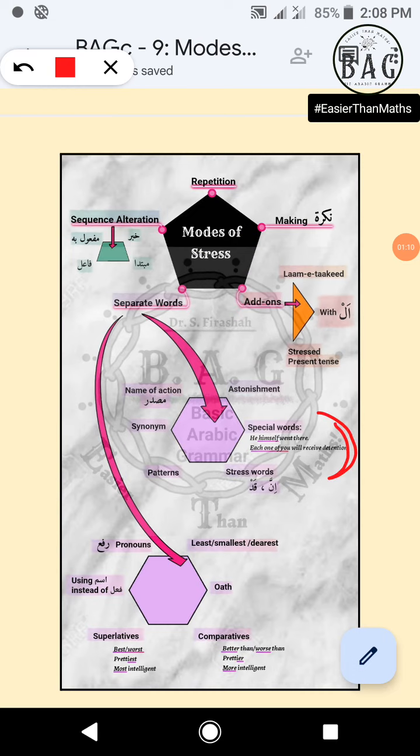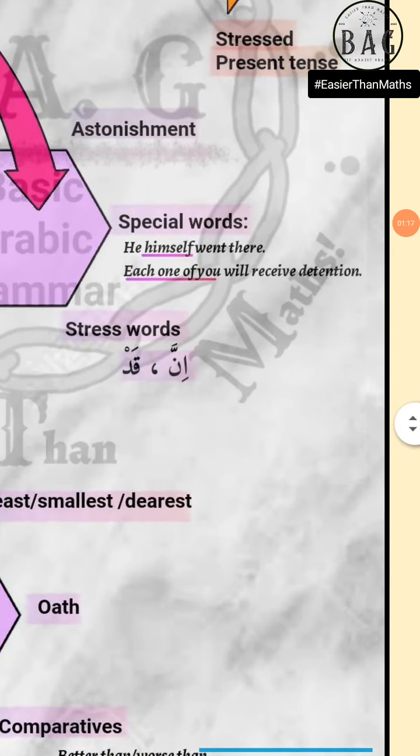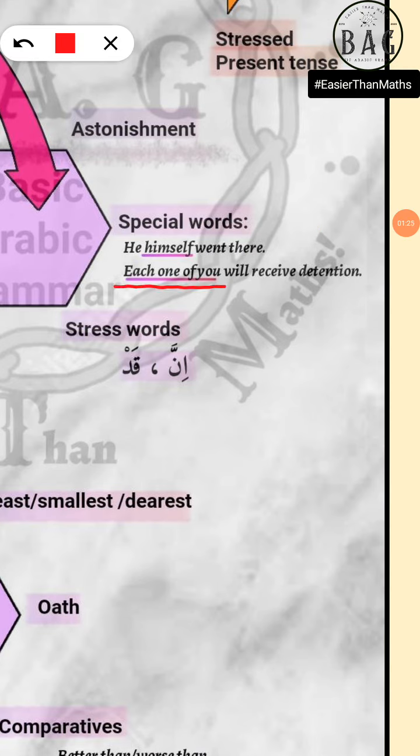Alright, so from this figure, the one that we are going to be addressing today in this lesson is this one, using the special words. So, as you can see, you've got he himself went there. Each one of you will receive a detention. Okay, so these are the kinds of special words that are kind of synonyms of the words that we are going to put stress in. Okay, himself, each one of you, these kinds of words.